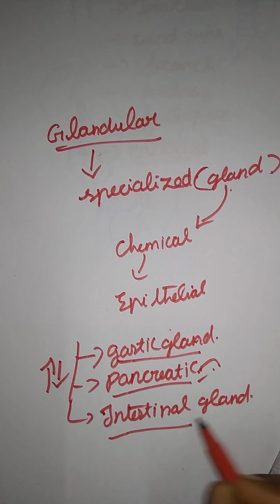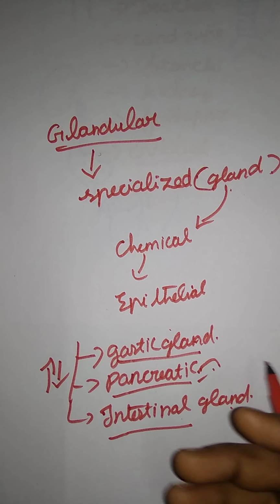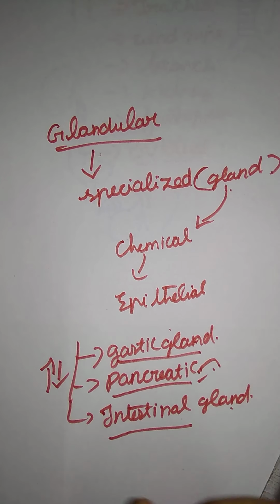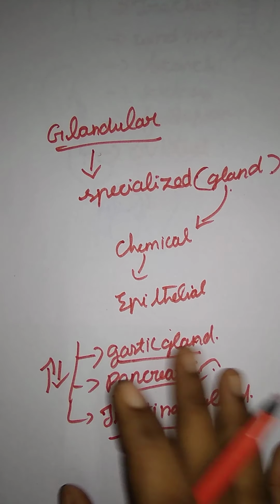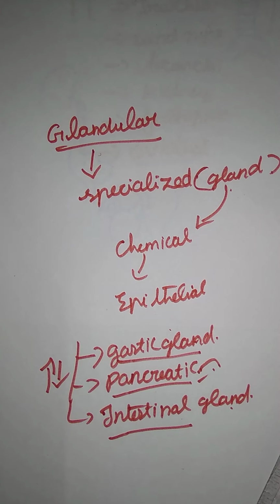Okay, here the intestinal glands secrete HCl, which decomposes waste bacterial materials in our body and also decomposes food material into simple particles. So that's it for the glandular epithelium.